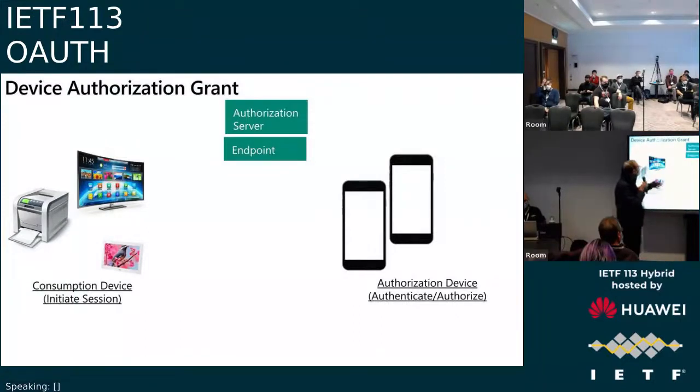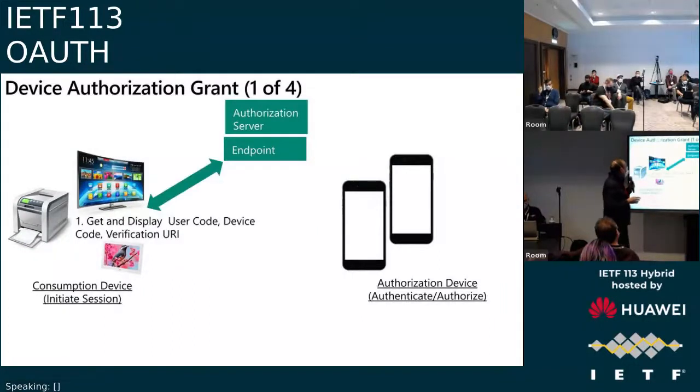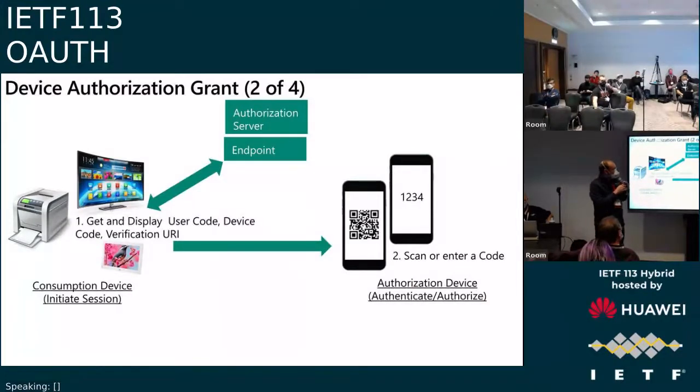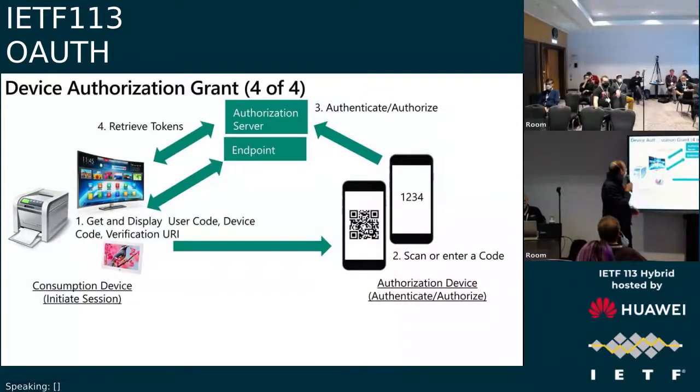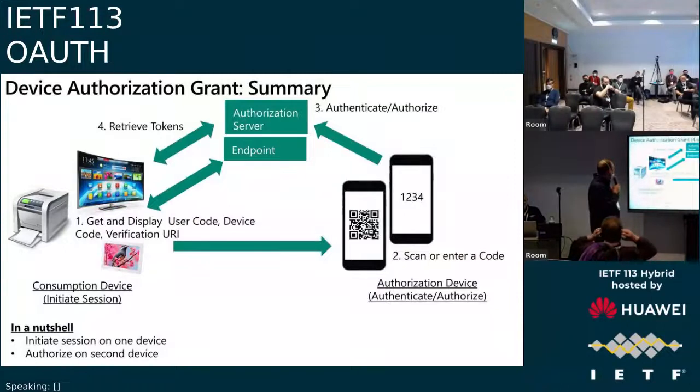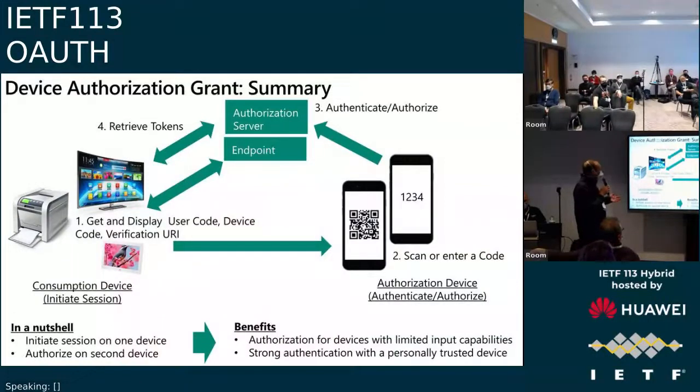So if we think about the main participants in a typical flow, you have your authorization server and its endpoints, your consumption device, and your authorization device. It typically starts with you getting and displaying a user code. You also get a device code and the verification URI. The user on their authorization device scans or enters the code. They then authenticate and authorize, and that can be multi-factor authentication, which is great, so you can have really strong authentication on this flow. Then the consumption device ends up retrieving the tokens, the access token and the refresh token. So in a nutshell, you start a session on one device, and then you authorize on a second device.